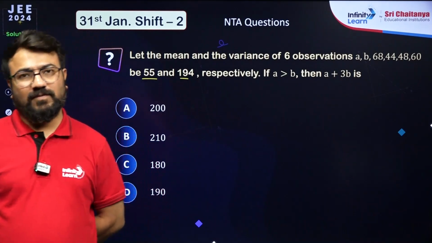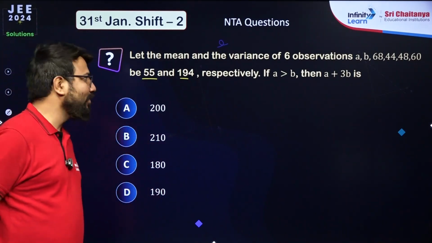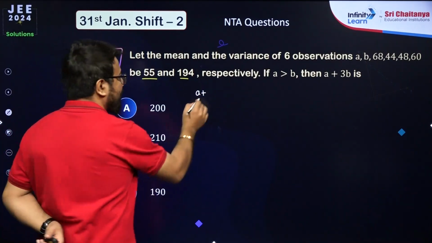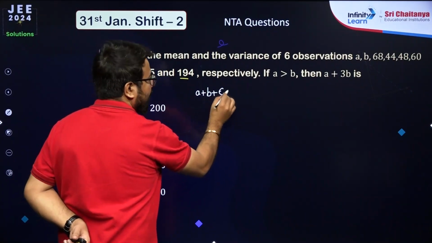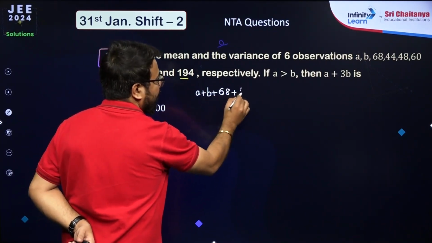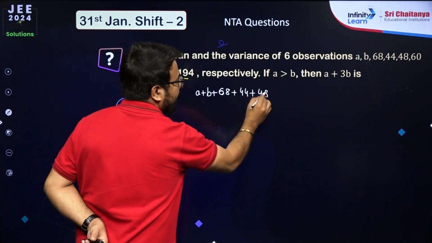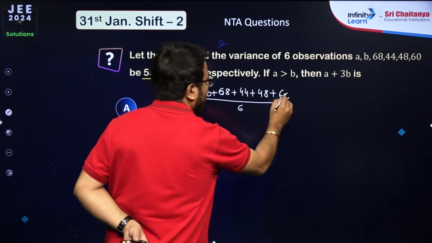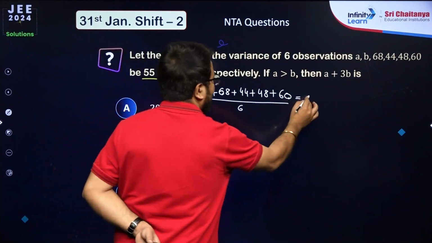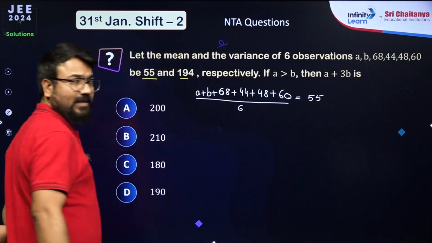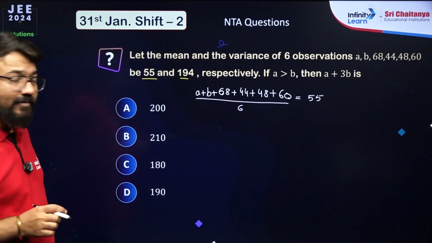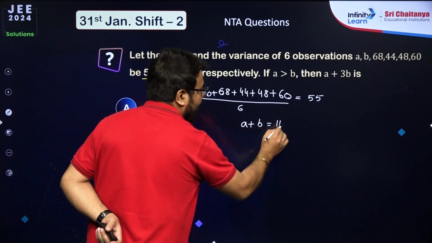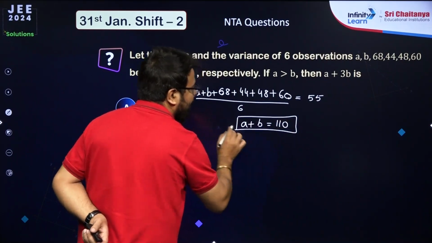Before finding this, let us first find the values of a and b and then move ahead. The very first equation, we'll take the help of the mean. Sum of observations a plus b plus 68 plus 44 plus 48 and then 60, upon the total number of observations, will be equal to the mean of the data, and that is 55. With the help of this, I will be able to directly find the value of a plus b. So the value of a plus b that we obtain from here is 110. I hope you will do the calculation on your own.